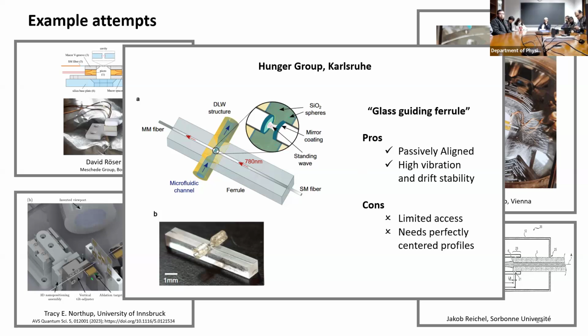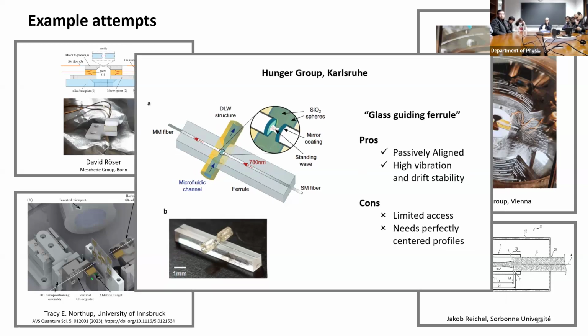So while it's easy to do, you then need the ablation profiles, the concavities that I mentioned, to be centered. They need to face each other. And if you have a little bit of mismatch, the fibers will face each other, but the ablation profiles won't. Then you need some degree of freedom to make them face each other. So this is something that we went for. This was the approach we took.